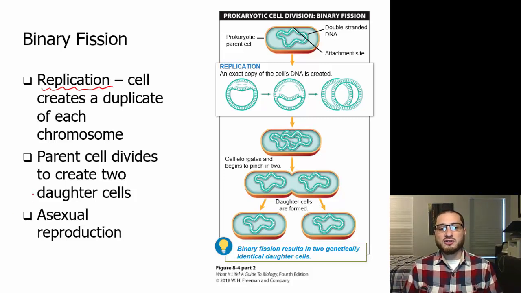It has nothing to do with gender. That's the name we give it, daughter cells. And this is a form of asexual reproduction. No sex goes on. There's no mixing of genes or anything like that.